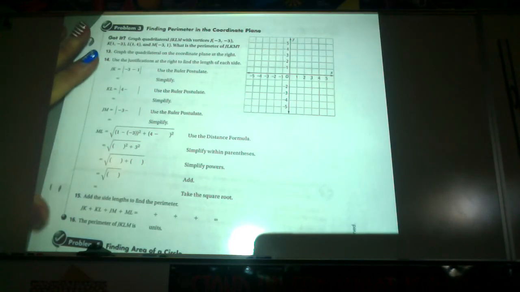And then here, find the perimeter of the coordinate plane. You're going to use the distance formula.